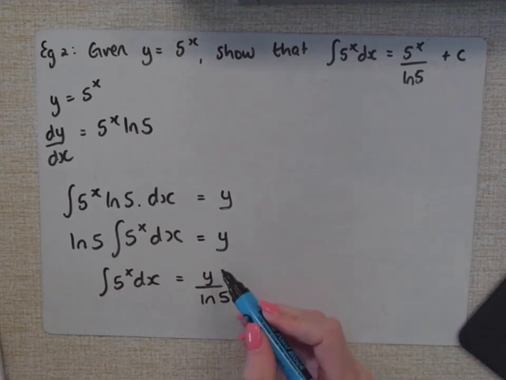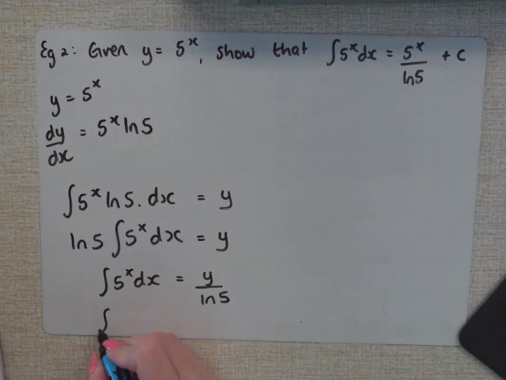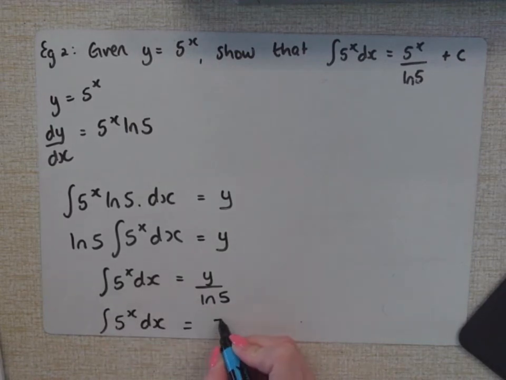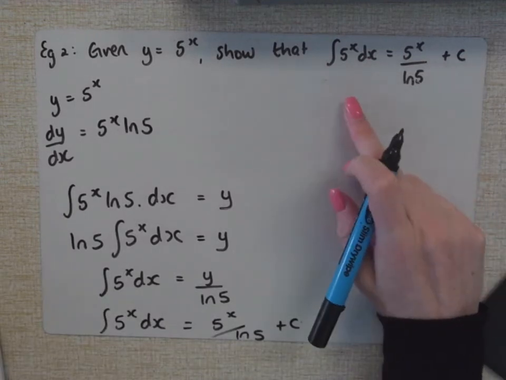Now, what was my y? 5 to the power of x. So the integral of 5 to the power of x dx is 5 to the power of x over ln 5. But I'm integrating, so what do I need? Plus c. And now I've shown that.